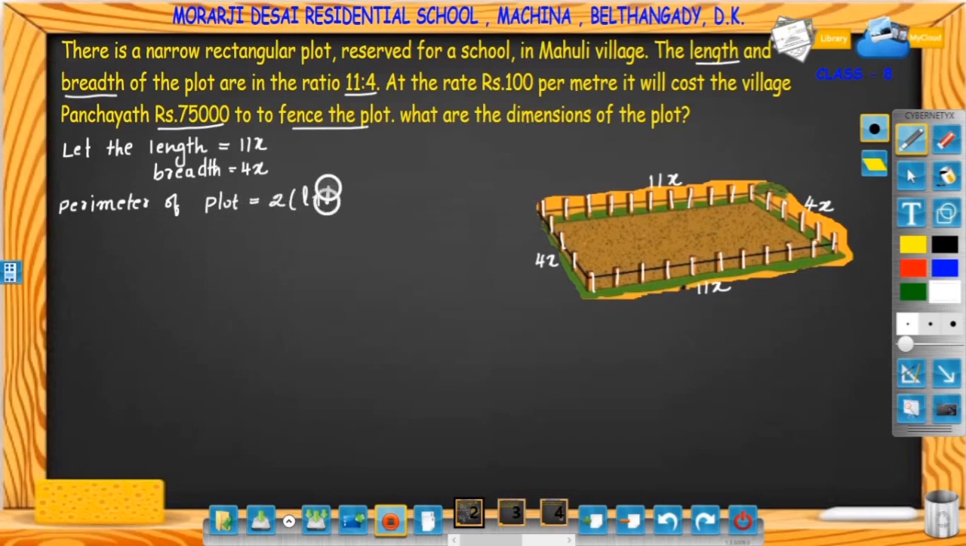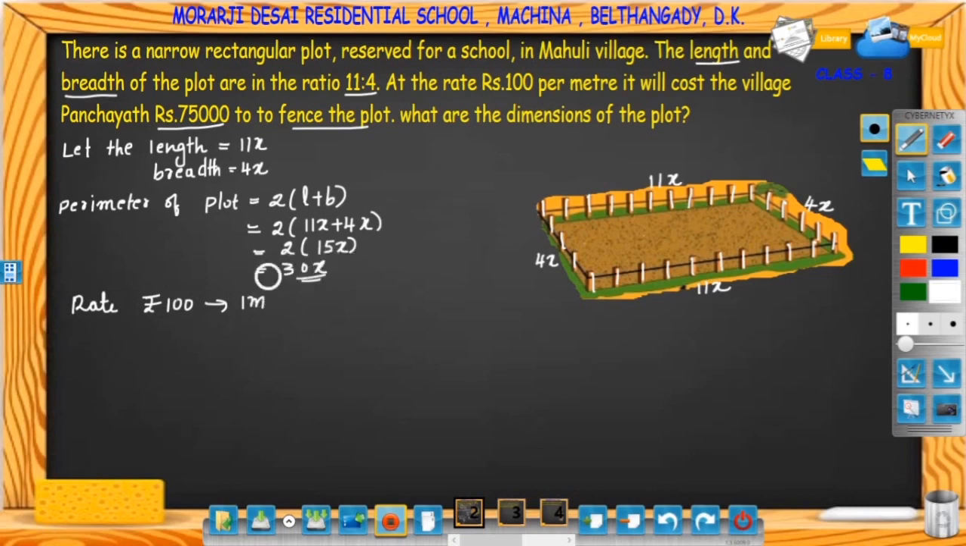Perimeter of the rectangular plot is equal to 2 times (L plus B), that is 2 into 11x plus 4x, which is 15x. So 2 into 15 is 30. So 30x, the perimeter of the rectangular plot is 30x. Now look at the rate. The rate is rupees 100. Rupees 100 per meter means per 1 meter the cost is rupees 100.